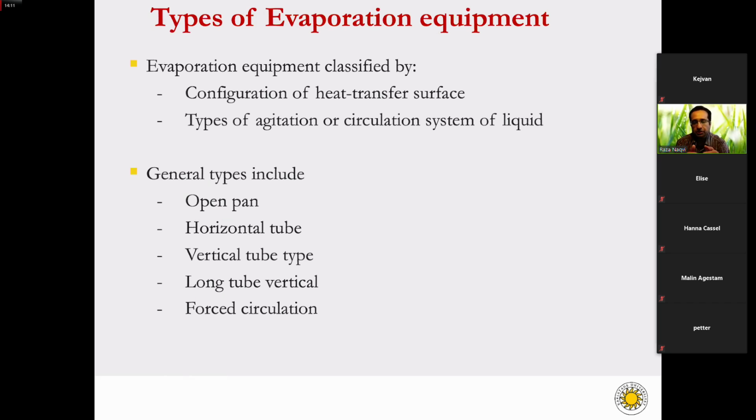So as a process engineer or as a chemical engineer, it is very important that you know for which application you are going to use an open pan, a horizontal tube, a long tube or a forced circulation evaporator. You have to choose a certain type of evaporator which has a high energy efficiency. It should have a high heat transfer coefficient. If the material is viscous, is it better to use an open pan, a horizontal tube or a vertical tube type evaporator? You have to take this into consideration whenever you select the right type of evaporator.